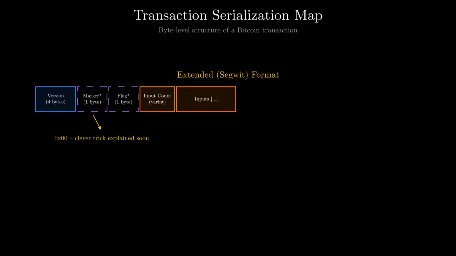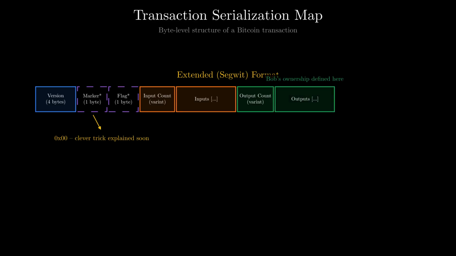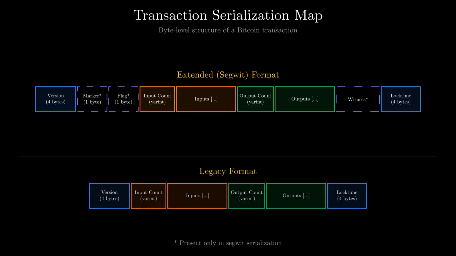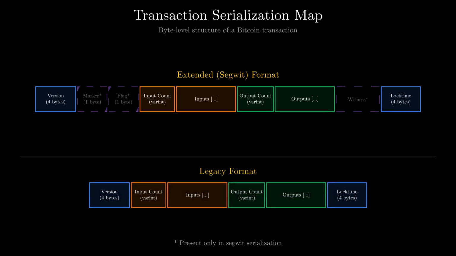Inputs reference previous transaction outputs that the sender is authorized to spend. This is where Alice proves she owns the coins. After inputs, the output count and the outputs. Each output specifies an amount and the conditions for spending it. This is where Bob's ownership gets defined. In the modern format, witness data follows the outputs. The witness holds signature and proof data, separated from the main transaction body under the segregated witness upgrade, segwit for short. Finally, 4 bytes for locktime, which can restrict when the transaction becomes valid.